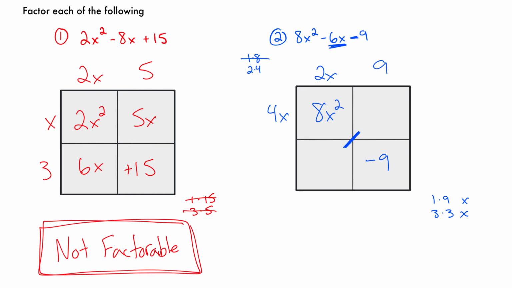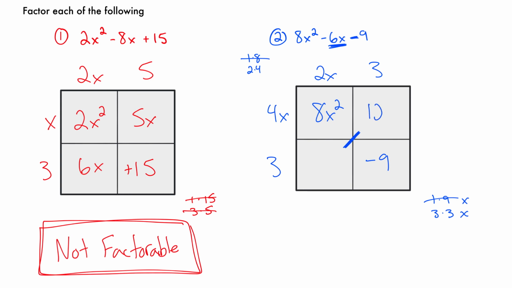Then I've got to try putting the 9 here and the 1 here. That's a 2x and a 36x. Those don't have a difference of 6x, so that orientation doesn't work either. So I've tried the 1 and the 9 with the 1 and 8 and the 2 and the 4. That means 1 and 9 are definitely not it. Last one, this is the only one left, so if this doesn't work, it's not factorable.